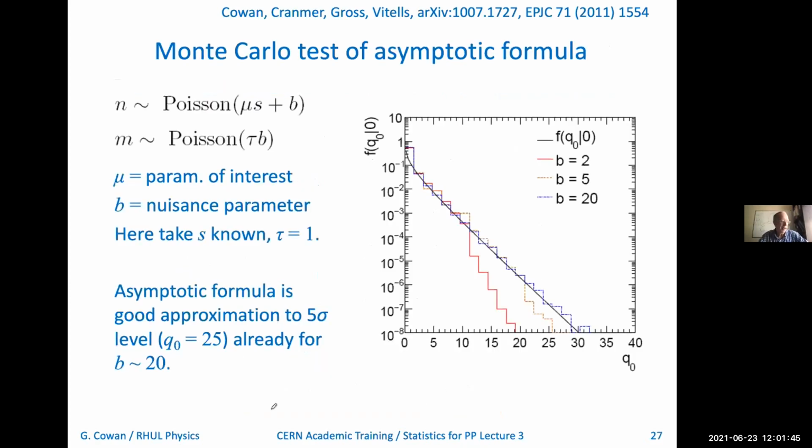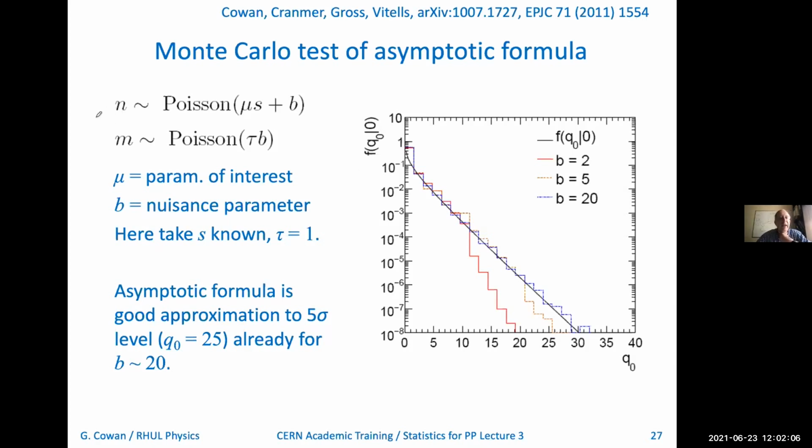So how do we test this? I've gone 2 minutes over already, so let me just wrap this up quickly. Here I've done a simple test in order to illustrate how large the data sample needs to be in order for this asymptotic approximation to be valid. So this is one of the tests that we did in this paper.